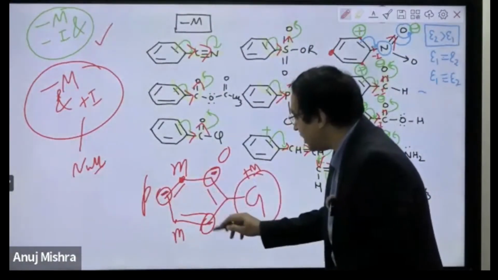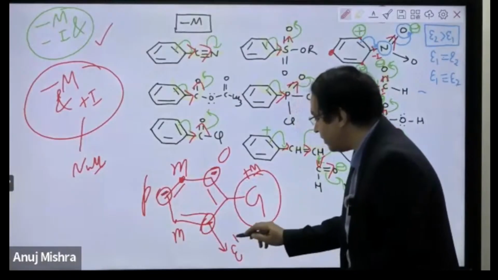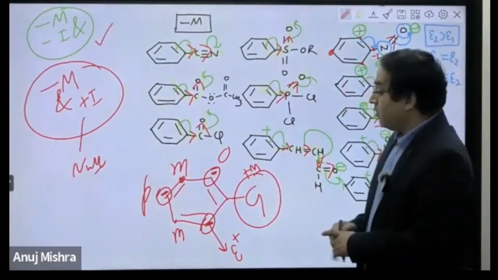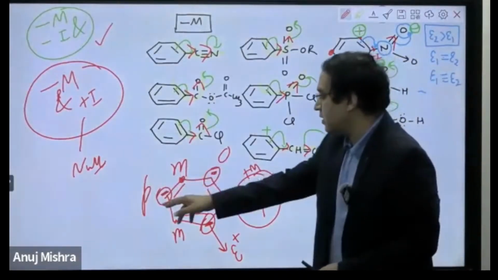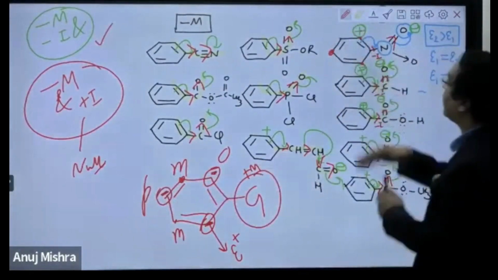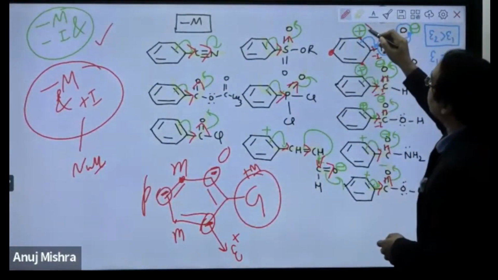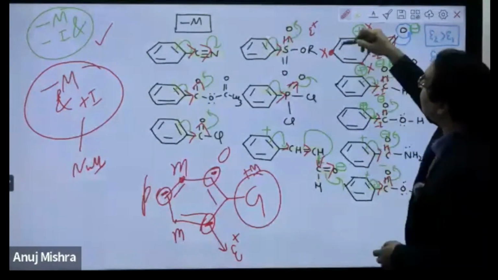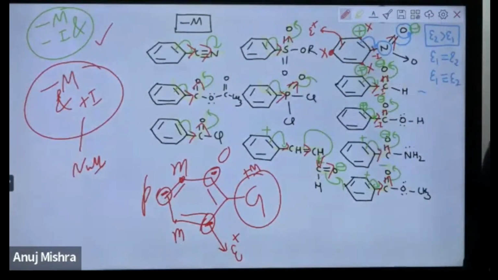But remember, if it is plus M, you are getting a minus charge here. Hence, these positions are activated for attack by an electrophile. Because they are negative, they will look forward to E plus. When these positions become plus in the presence of a minus M group, these positions become useless for the electrophile. Hence, relatively, meta becomes the better position. I repeat my sentence.